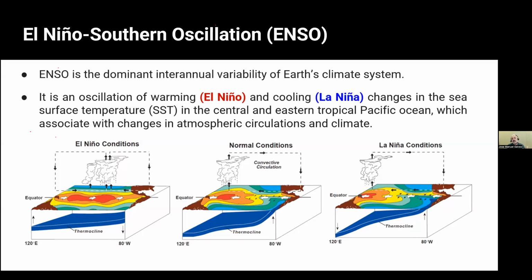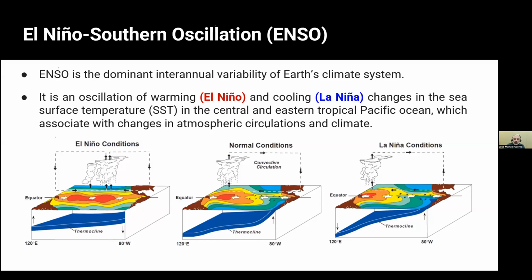The ENSO is the main one, the one that has a stronger impact globally. So what is it? It is an oscillation of warming. The warming phase is called El Niño, and the cooling phase is called La Niña: changes in the sea surface temperatures in the central and eastern tropical Pacific Ocean, which are also associated with changes in atmospheric circulations and the climate, right? So these changes that last several months in a large region of the ocean end up having an impact in the atmosphere, and then those impacts in the atmosphere can generate impactful weather events in different parts of the world.